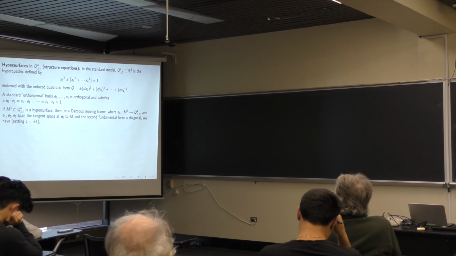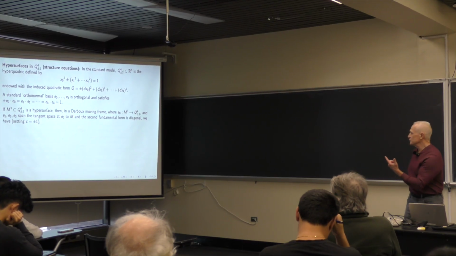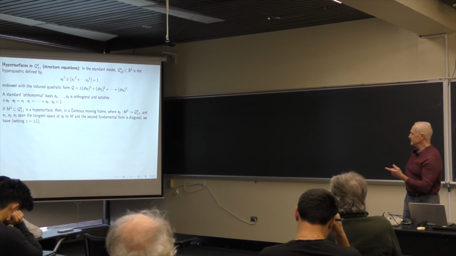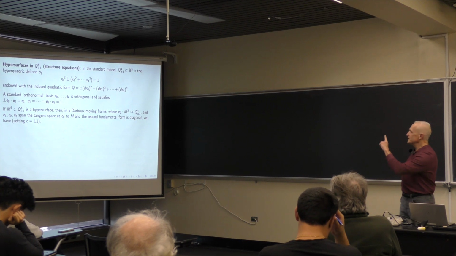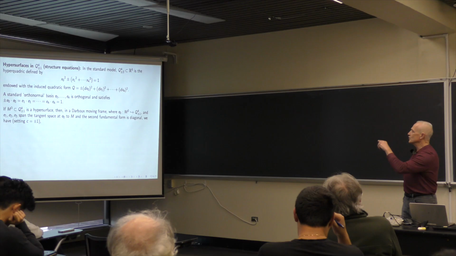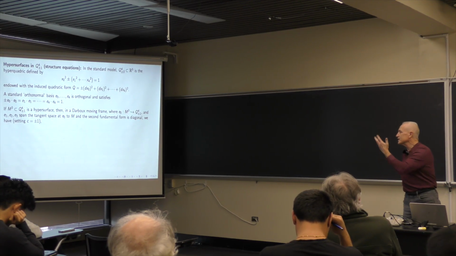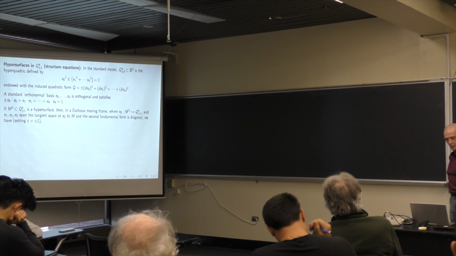Standard orthonormal basis is orthogonal, and the 0th one might be plus or minus 1 in its inner product, but the others are plus 1. And if you have a hypersurface, then what you want to do, of course, is in the usual Darboux moving frame, choose E0 to be the position vector of the hypersurface, and then E1, E2, E3 span the tangent space, and then E4 will be the normal.